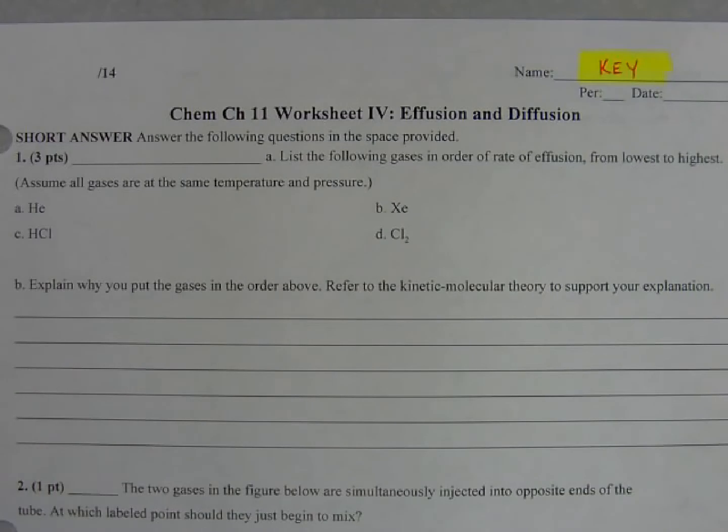All right, chemistry, let's take a look at your worksheet for chapter 11, section 4, talking about effusion and diffusion. First up, number 1, list all of the following gases in order of rate of effusion from lowest to highest. Assume all gases are at the same temperature and pressure.